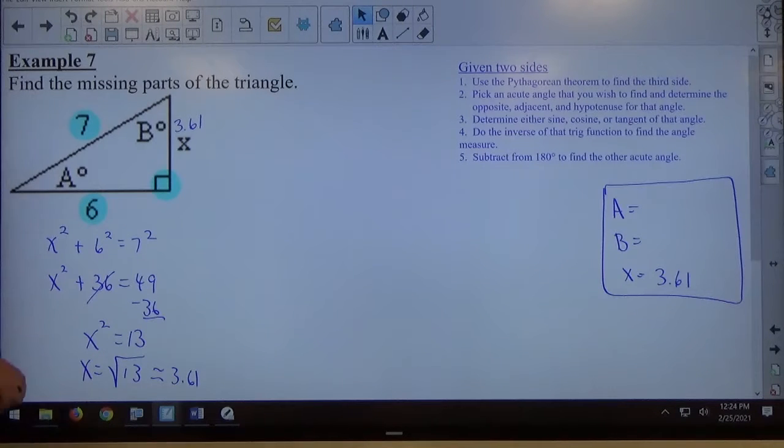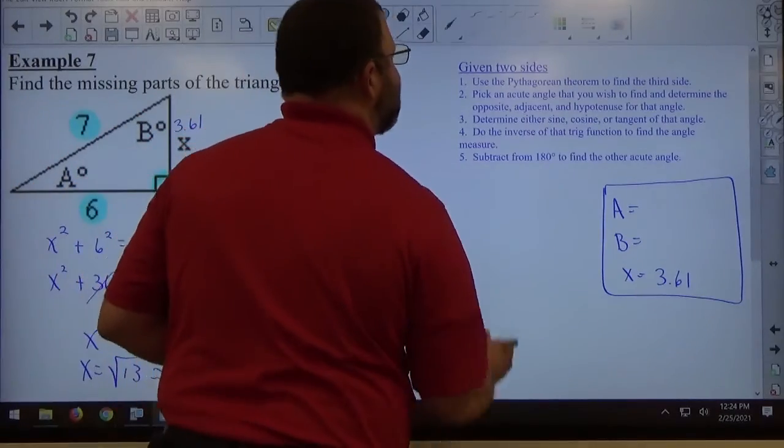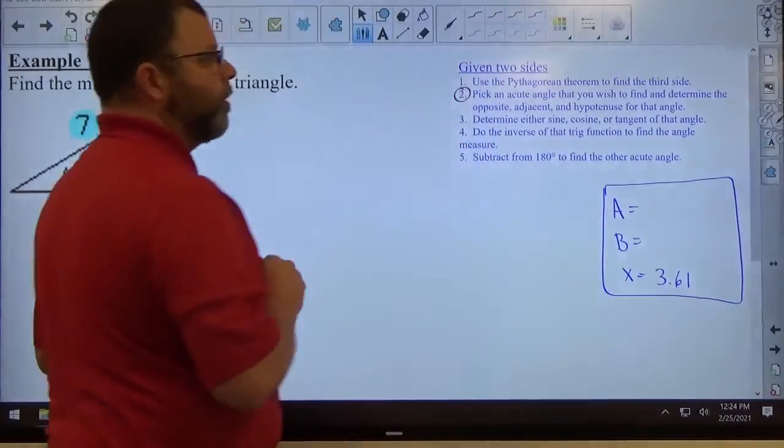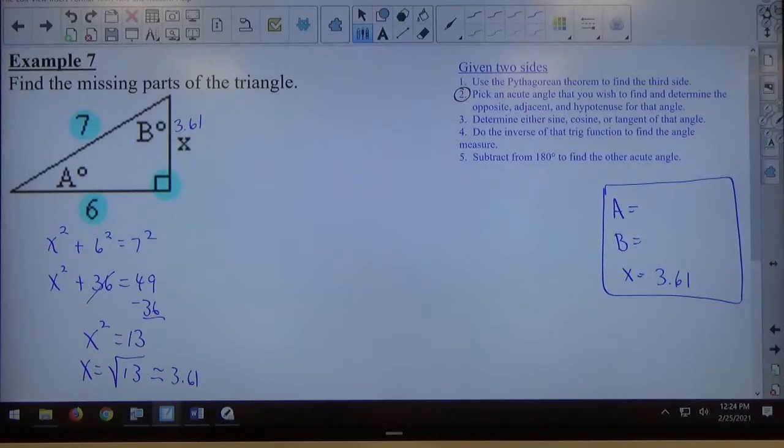The second thing I do, it says pick an acute angle you wish to find and determine the opposite, adjacent, hypotenuse for that angle. All right, so in other words, it's up to you. Do you want to find A or do you want to find B? It doesn't matter which one you find. You have to find them both eventually. It doesn't matter which one you find first. So Erica, do you want to find A or B first? A. So Eric wants to find A.